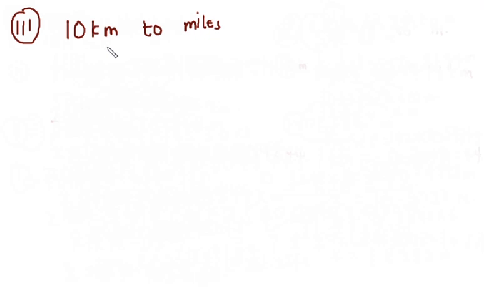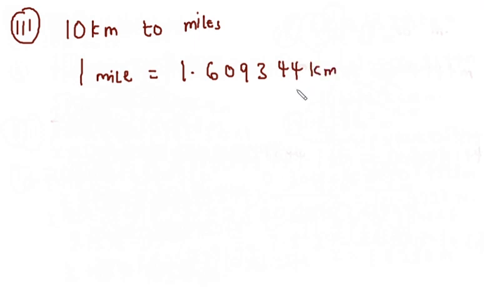Okay, so for this third question, we're asked to convert kilometers to miles. So the idea will still be the same as the first two examples we had done. So we know that 1 mile is equal to 1.609344 kilometers. Okay, so unlike before, we do not know the value of miles, so we say x miles is now equal to 10 kilometers.